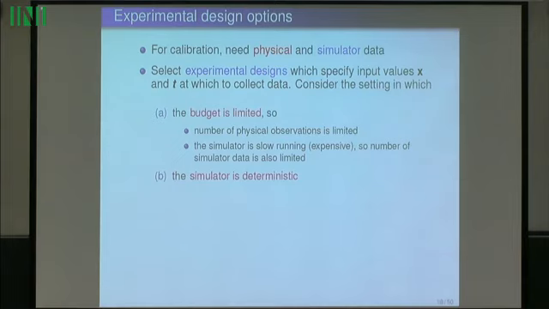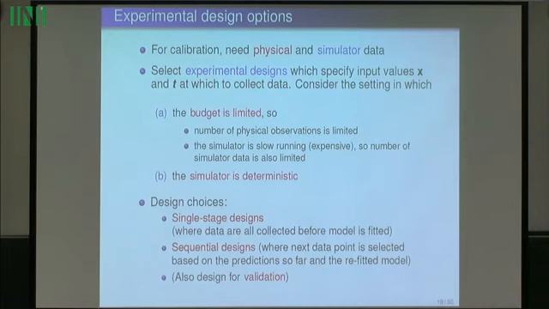Budget is limited again, so I've only got a few physical observations. The simulator is fairly slow running, so our simulator data was also fairly limited. I don't know exactly how long it took to run this simulator, but I know other simulators I've come across, sometimes they can take more than a day to get a single observation. The simulator is deterministic, so if I put in the same x's and t's, I'll get the same answer out, up to the computer variability.